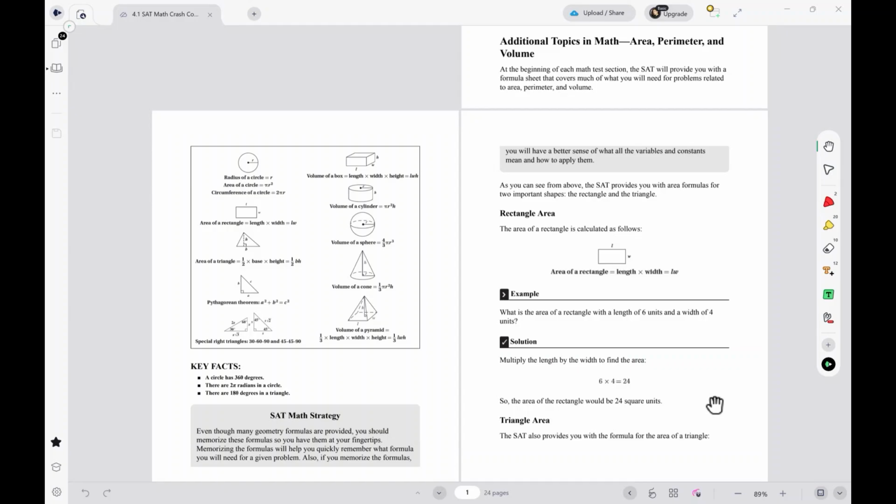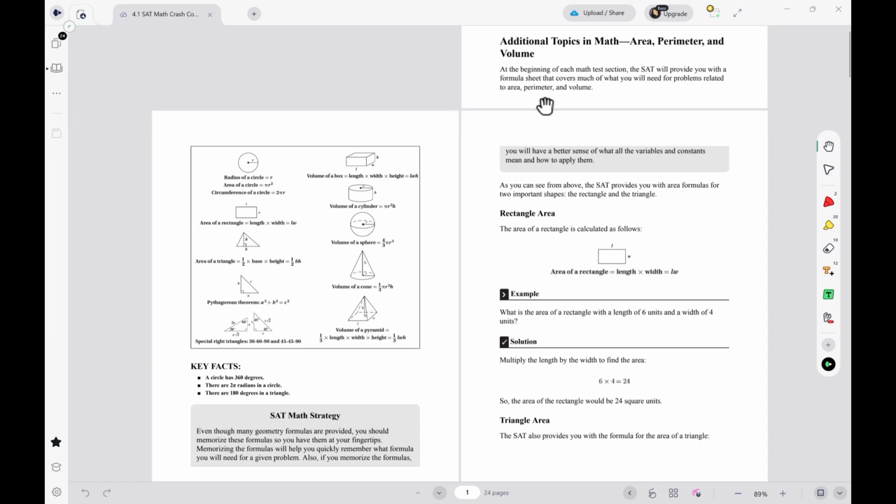Traditional topics in mathematics: area, perimeter, and volume. At the beginning of each math test section, the test will provide you a formula sheet that covers much of what you need for problems related to area, perimeter, and volume, which means that you don't need to remember the formula. The test is going to provide you the formula.